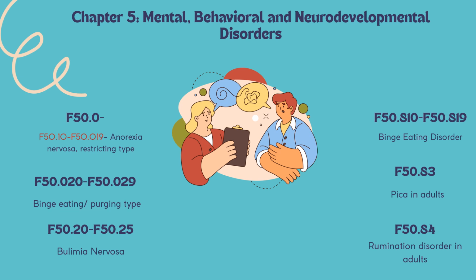Let's make sure we understand pica and rumination disorder. Starting with pica. Pica is the compulsive eating of material that may or may not be food. The material is often consumed in large quantities without regard for nutritional consequences. Rumination disorder is a functional gastrointestinal disorder defined as the effortless regurgitation of recently ingested food from the stomach back into the mouth in the absence of an organic disease. This usually occurs within the first 15 minutes after the completion of a meal.